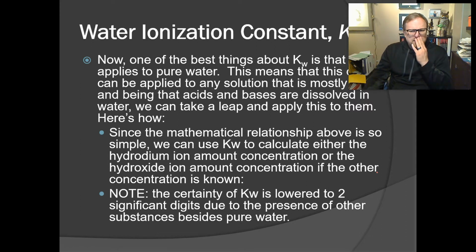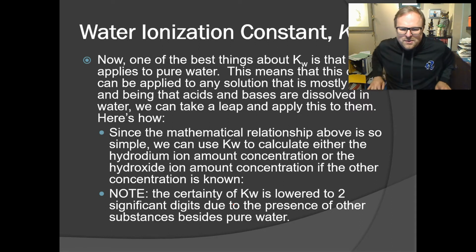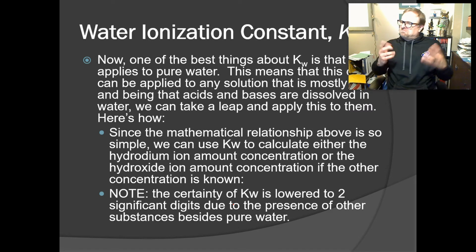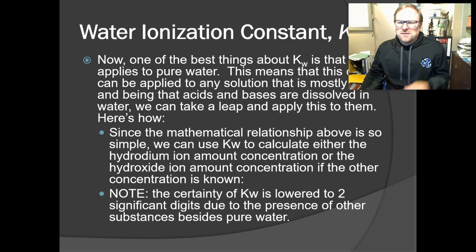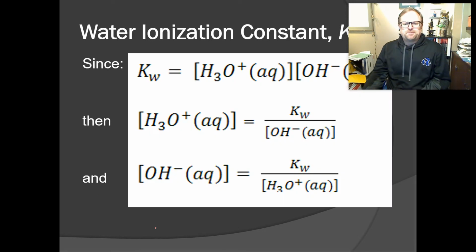Okay, so since the mathematical relationship above is so simple, we can use Kw to calculate either the hydronium or the hydroxide amount concentration if the other concentration is known. But the certainty of Kw is then lowered to 2 significant digits due to the presence of other substances besides pure water. Okay, so just a couple of caveats in there for you guys to consider.